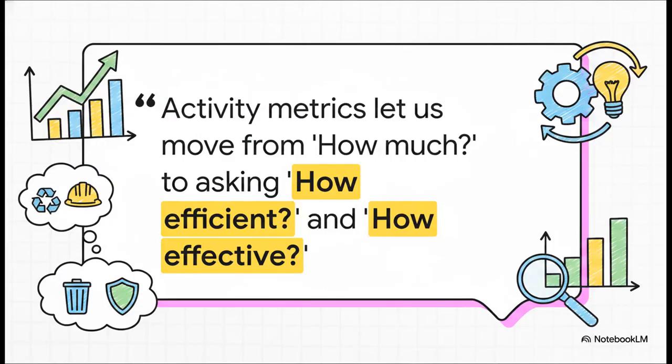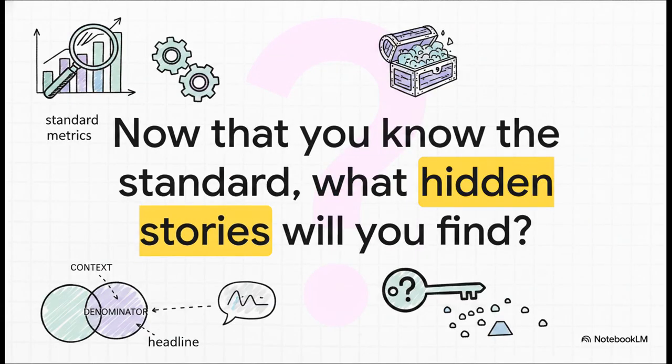This quote really sums it all up perfectly. By providing that context, these metrics completely shift our perspective. We stop focusing only on the big raw totals, how much waste, how many accidents, and we start asking much smarter questions about performance, efficiency and effectiveness. So the next time you see a headline about a company's environmental impact or a social issue, you'll know to ask the crucial questions. What's the context? What's the scale? Now that you understand the standard language, what hidden stories do you think you'll uncover in the data?